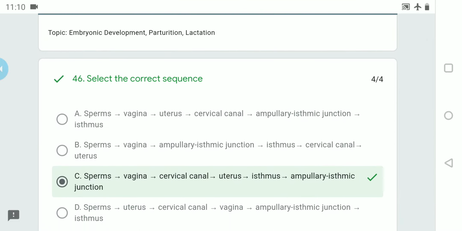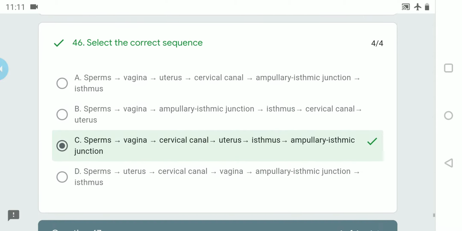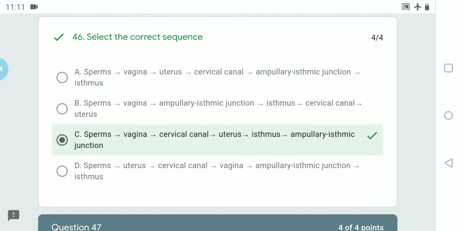Next, the 46th question. Select the correct sequence. Yes, beginning from the insemination. After the insemination, the sperms will be released into the female reproductive tract, which is also called the vagina. Then it will move towards the cervical canal. Later it will move towards the uterus. Finally it reaches the isthmus. Then it will move towards the ampullary isthmic junction, where exactly the fertilization takes place, isn't it? Yes.